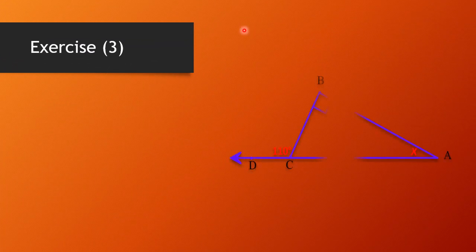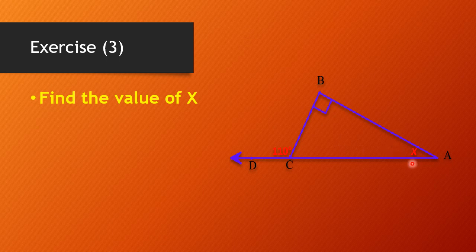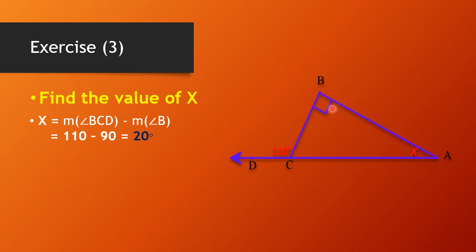Exercise 3. Find the value of x. X, or measure angle A, is one of the interior angles. So how can I find the measure of one of the interior angles? Yes, by subtracting the other interior angle from the exterior angle. So x equal measure angle BCD minus measure angle B equal 110 minus 90 equal 20 degrees.